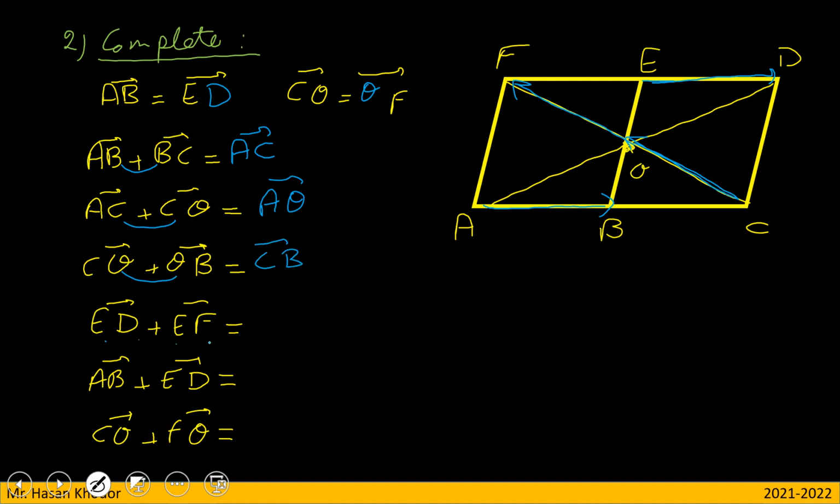ED plus EF are not consecutive vectors. Let's look at the figure. This is ED and this is EF. These vectors are what? Opposite. Their sum is? Zero vector. Excellent. What about now AB plus ED? Who can add them? Vector AB plus vector ED.